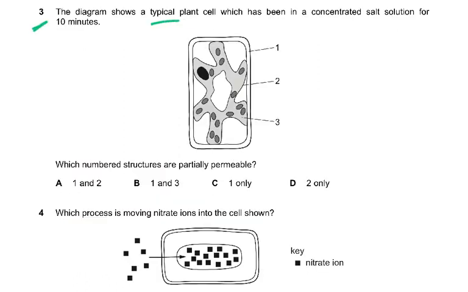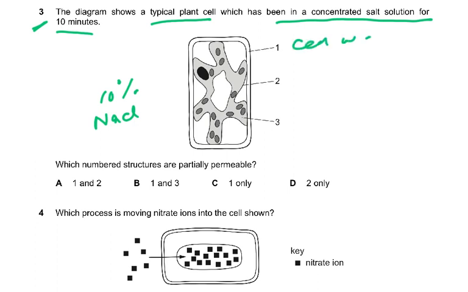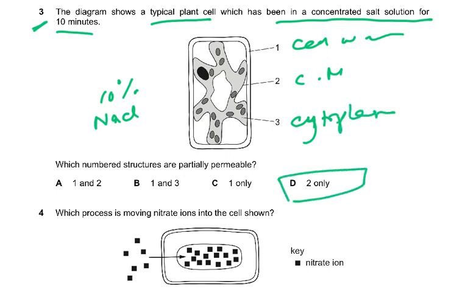Question 3. The diagram shows a typical plant cell which has been in a concentrated salt solution for 10 minutes. Concentrated salt solution means 10% sodium chloride solution, which is outside. Now, which numbered structures are partially permeable? Partially permeable is only the cell membrane. So, 1 is the cell wall, 2 is the cell membrane, and 3 is the cytoplasm. I'm sure everybody knew that. So, that is why the answer is D, which is 2 only.